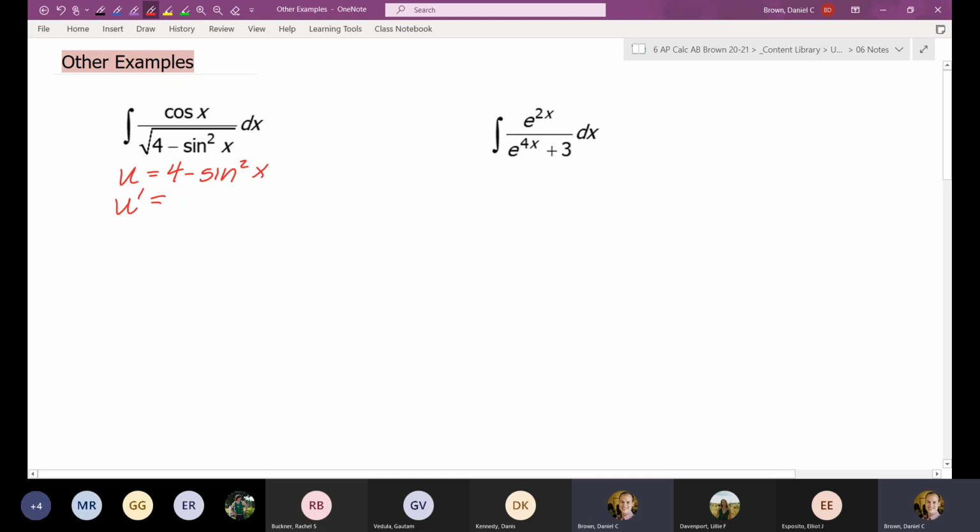When I do the derivative of what's inside that square root sign, the denominator, 4 is a constant, so it goes to 0. We have a negative. Taking the derivative of sine squared does require the chain rule. So the 2 is going to come down in front, the inside stays the same, times the derivative of the inside. And now you can clearly see that u prime is much more complicated. That u prime is not going to cancel out with just a cosine.